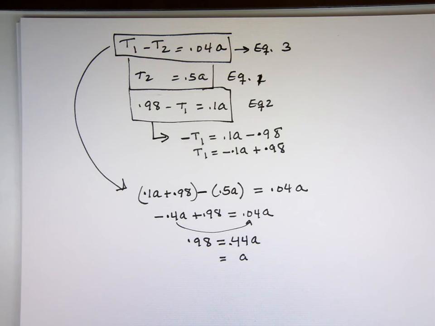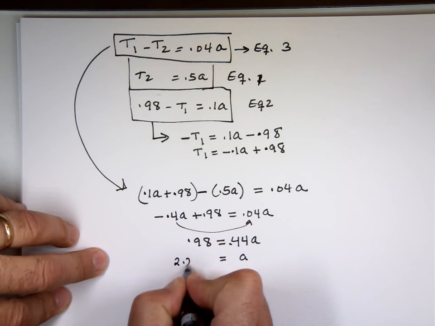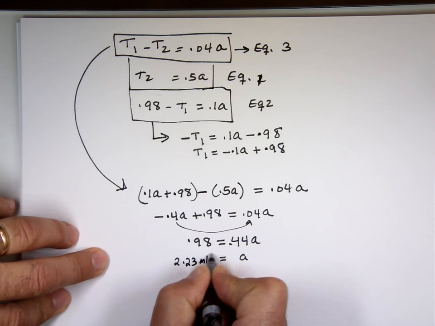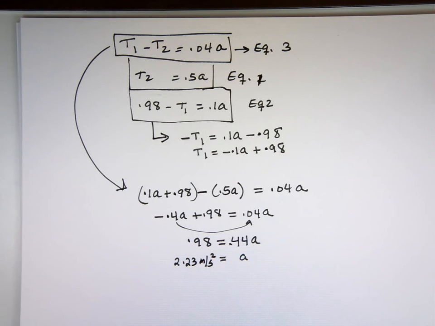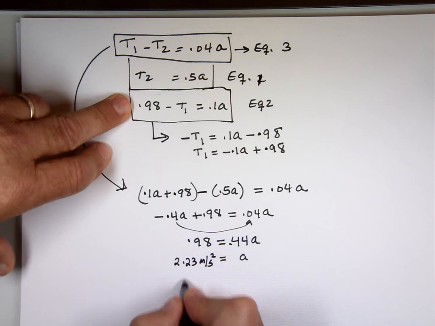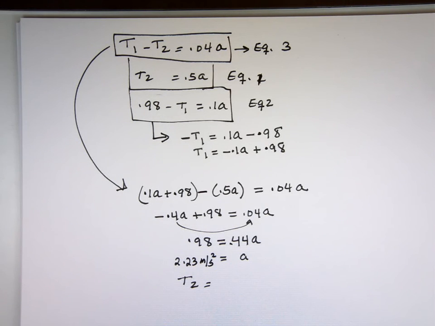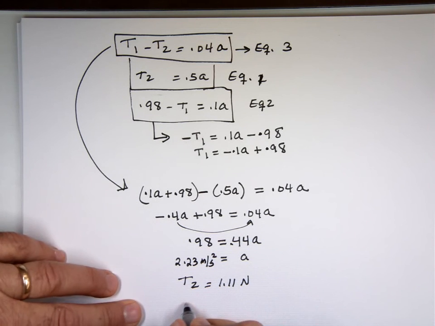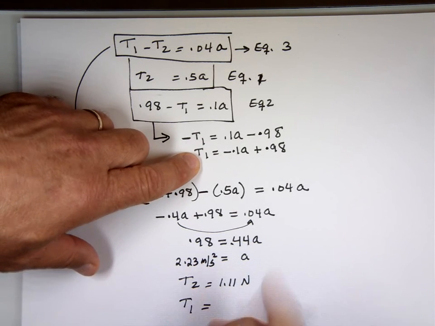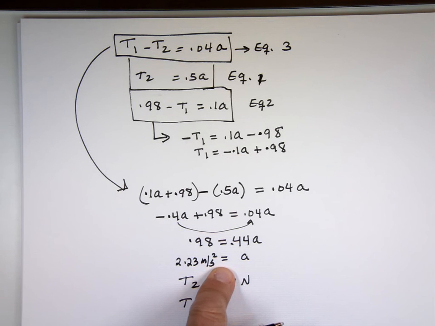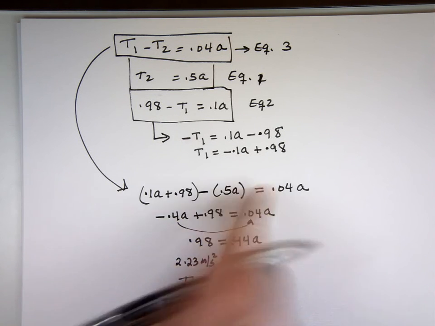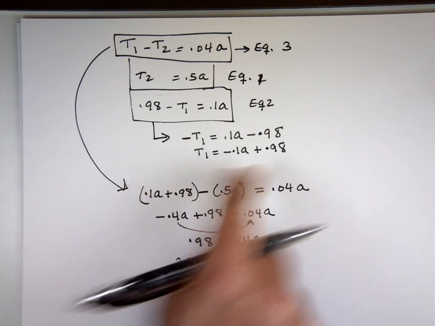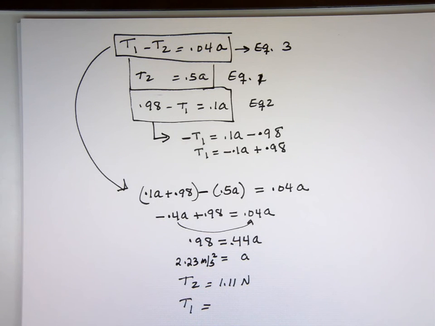A is 2.23. Can we get T1 and T2? T2 equals 0.5 times that number, 1.11. T1, from this one, is negative 0.1 times A. We know what A is, so negative 0.223 plus 0.98, which is 0.757.